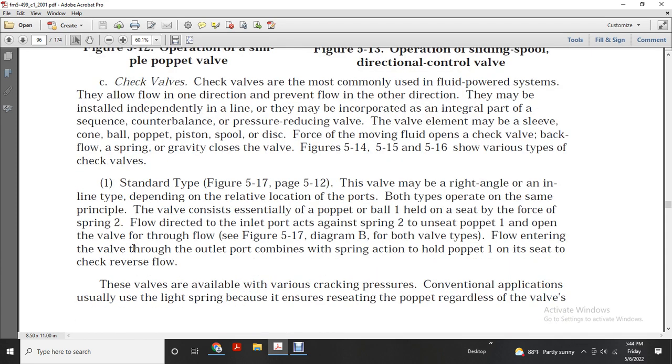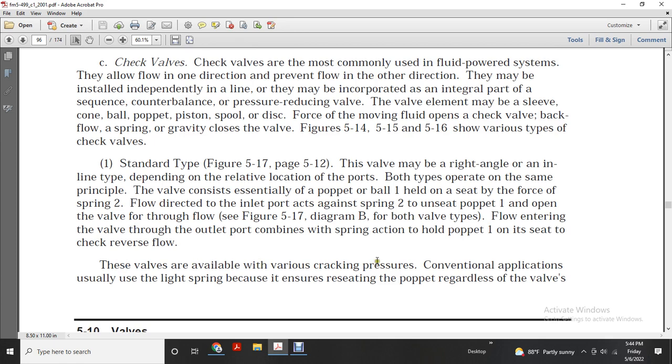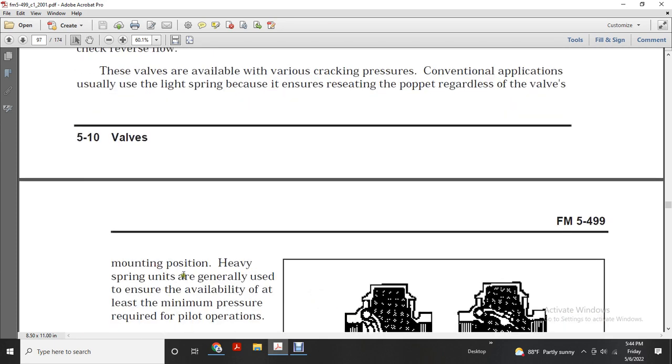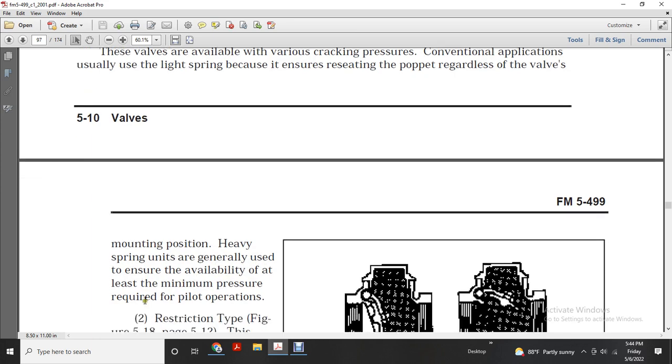Figure 5.17 shows the standard type and the right angle inlet type, depending on the relative location of the ports. Both types operate on the same principle. The valve consists essentially of a poppet or ball 1 held on the seat by the force of spring 2. With flow directed to the inlet port, the action of the flow unseats poppet 1, opening the valve, as shown in figure 5.17 diagram B for both valve types. Flow entering the valve from the outlet port, combined with the spring action, holds poppet 1 on the seat and checks the reverse flow. The valves are available in various cracking pressures. For conventional applications, a light spring is usually used to ensure reseating of the poppet regardless of the valve mounting position. A heavier spring is generally used to ensure the availability of the minimum required pilot operation pressure.